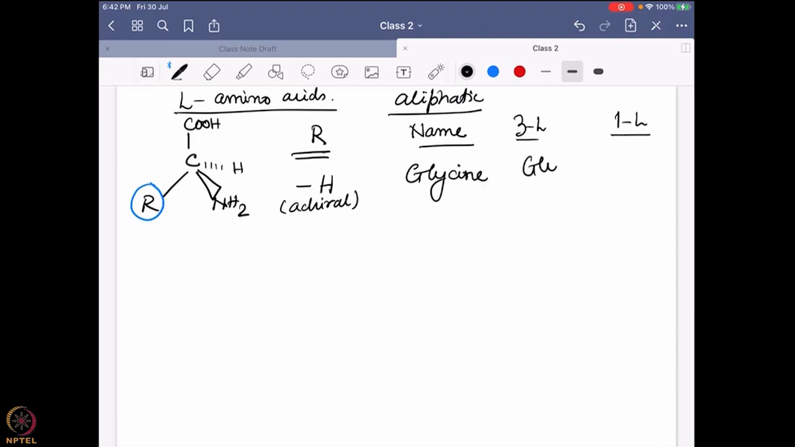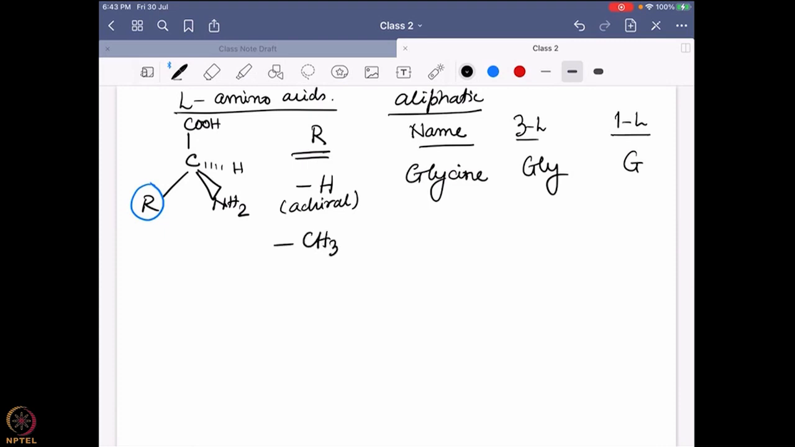Three-letter code Gly, one-letter code G. So if I want to give you an example, this will be a protein group and over there, this is a GGG chain. That means you have to understand there will be glycine, glycine, glycine connected to it.